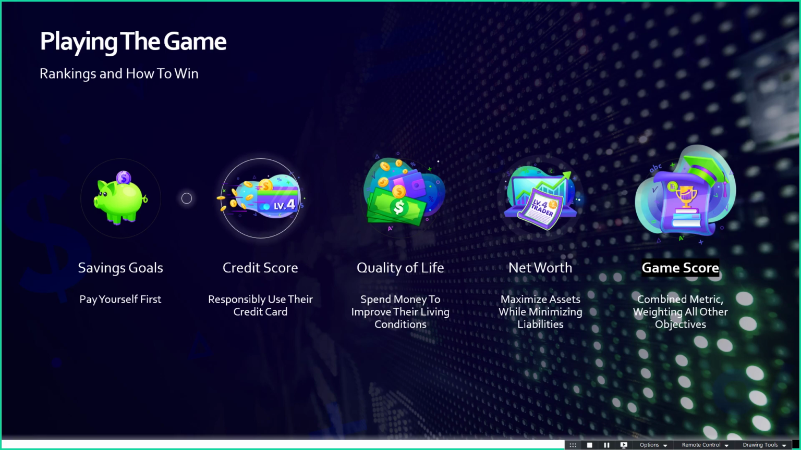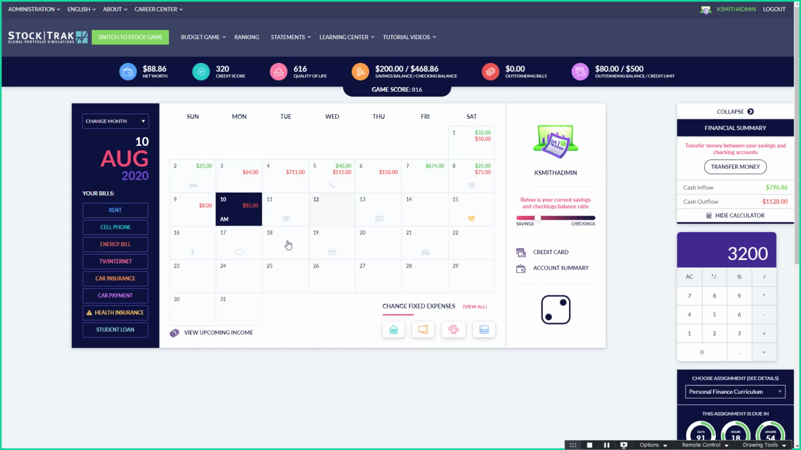The next step is quality of life. Quality of life is a score that is unique to our budgeting game. I've never seen it anywhere else out there, and this is the metric that sets everything else apart. As the students go through the game, they have a lot of different options they can take in terms of how to actually build up their quality of life.